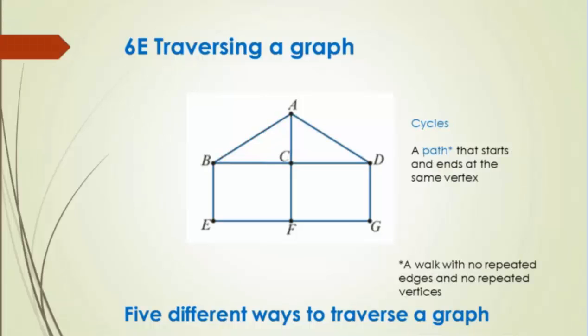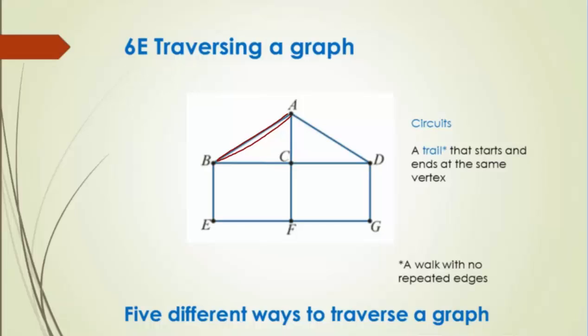And the last one, a cycle. A circuit is a trail that starts and ends at the same vertex. As long as you finish up where you start, a walk with no repeated edges. So that is not one. That is not one. That is a perfectly good circuit.